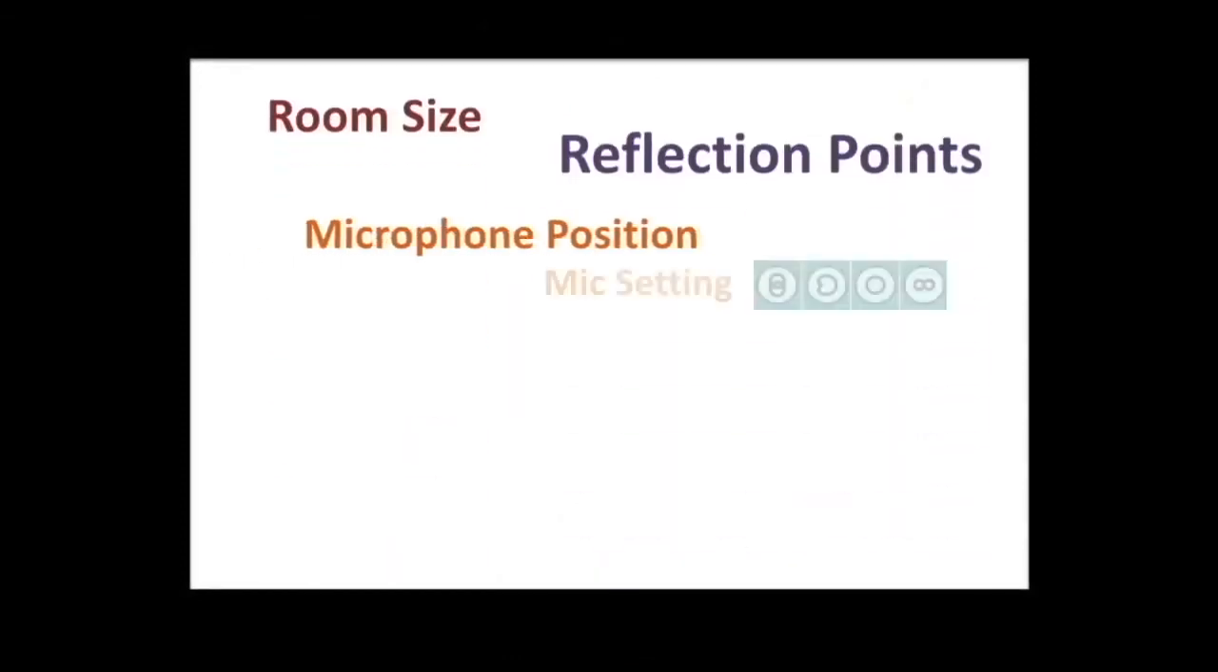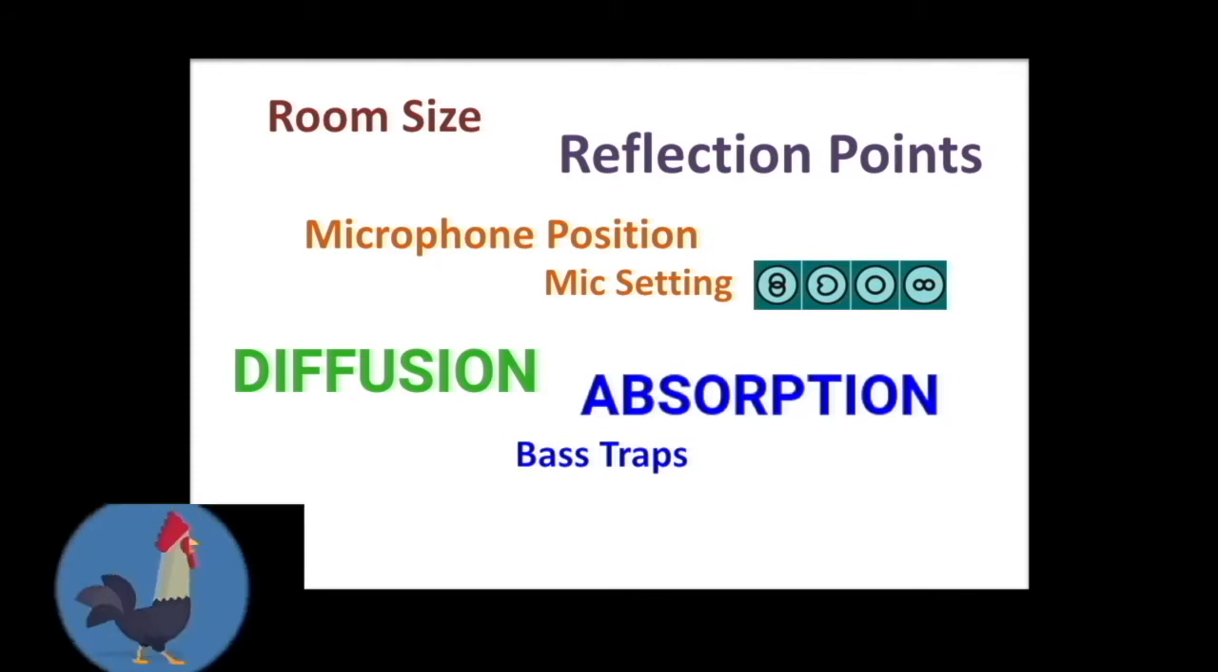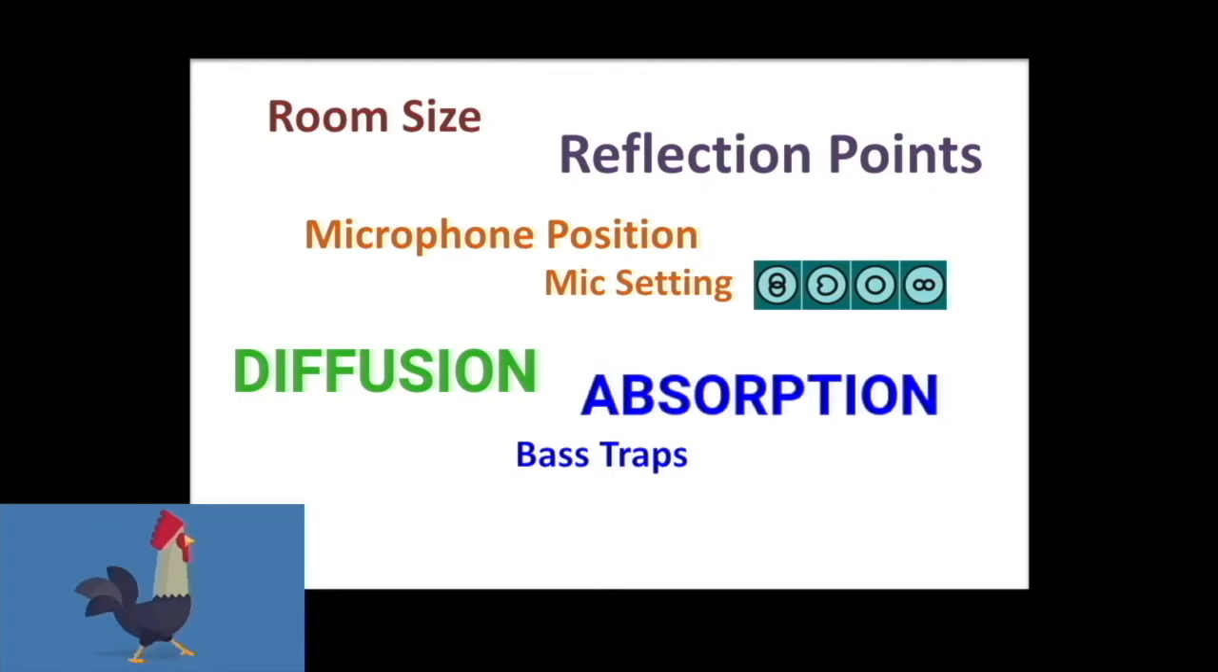So there are many factors to consider when it comes to acoustic treatment. Room size, reflection points, microphone position, various settings for the microphone, diffusion, absorption, and something called bass traps. When it comes to diffusion and absorption, it's not an either-or kind of decision. As a matter of fact, I've noticed many folks use a combination of diffusion and absorption. And as you may have guessed, I have an absorption video as well. You may want to check it out. Oh yeah, I have not forgotten. Here's my take on the whole egg carton thing.